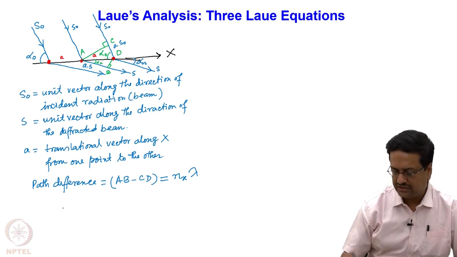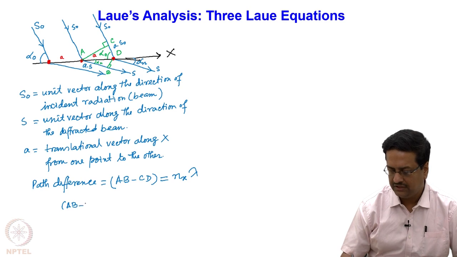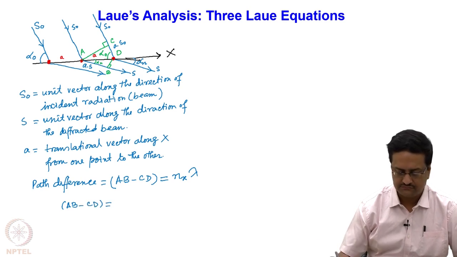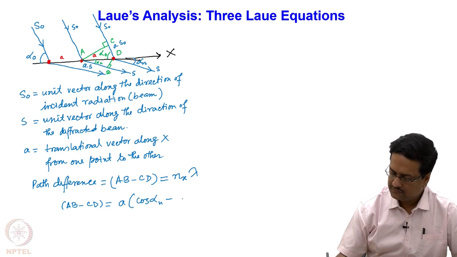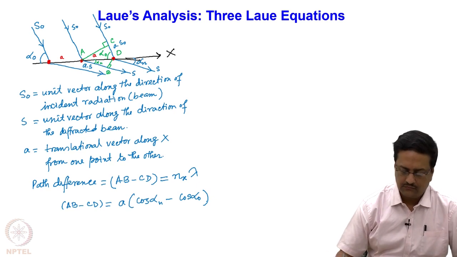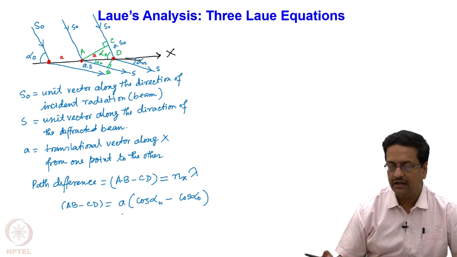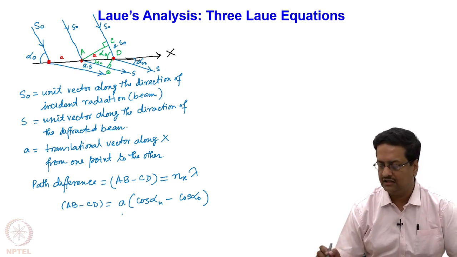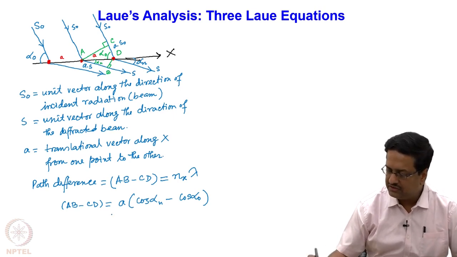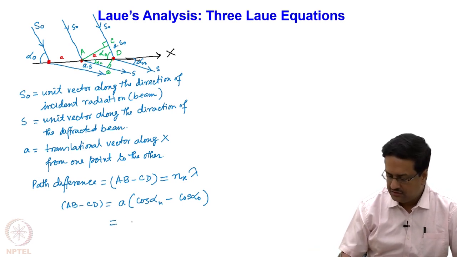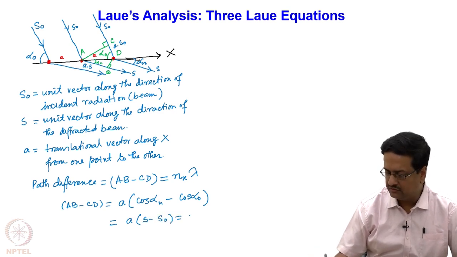So, we can write this path difference, AB minus CD, as A cos alpha n minus cos alpha 0, where alpha n is the angle of the diffracted beam with respect to x, and alpha 0 is the angle of the incident beam with respect to x. The same can be written in vector notation as A into S minus S0, which is equal to nx lambda.